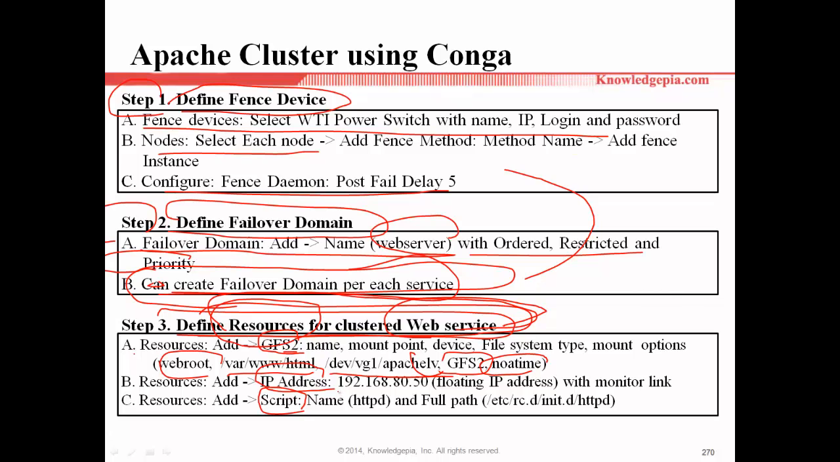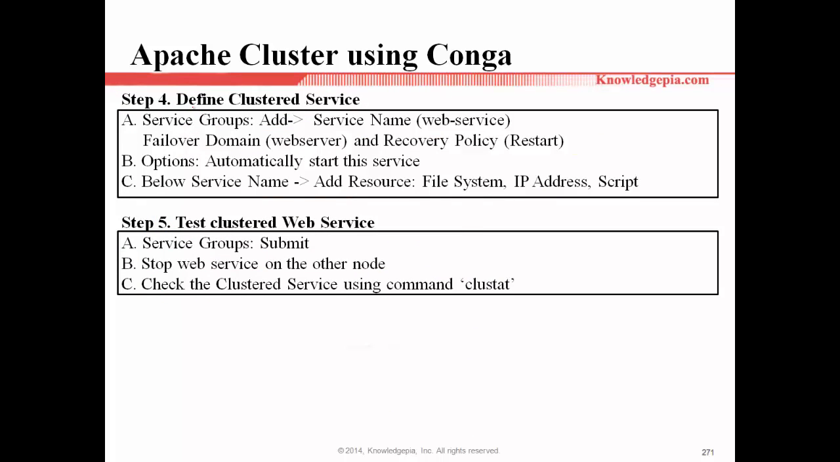In case of the IP address, 192.168.80.50, we normally call it the floating IP address, with the option monitor link. In case of the script, the name will be httpd, and this httpd normally points to the path /etc/rc.d/init.d/httpd. The step 4, now we need to define the clustered service.